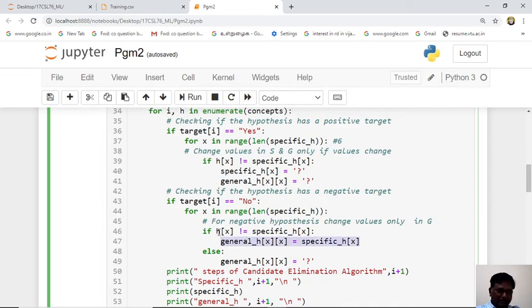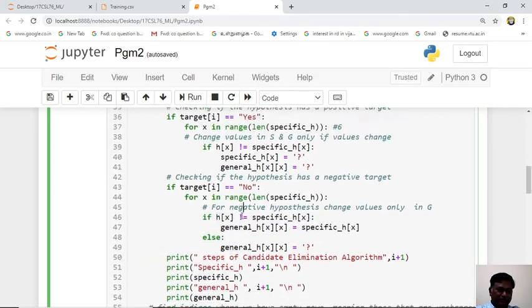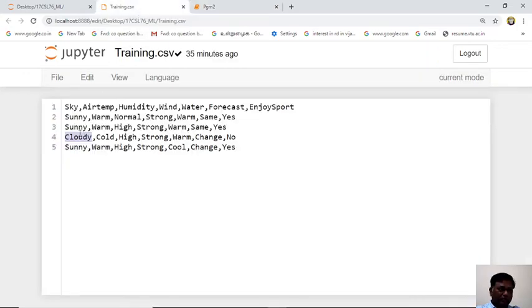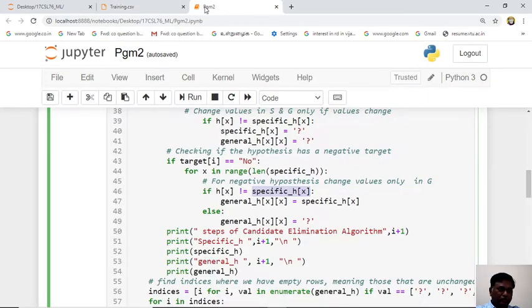See your h of x. What is your h of x? Cloudy, right? Not equal to sunny. So you are getting cloudy, it is not equal to sunny. So you are assigning what? That specific value. If sunny, you will enjoy, so that is assigned here. Okay. So you will come out of the for loop, and it will go on.